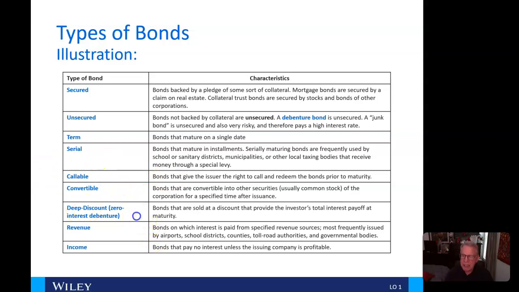And then we have deep discount or even zero interest debentures, and those are sold at substantial discounts that provide the investors total interest payoff at maturity. We have revenue bonds. Now, those are, again, normally done by governmental bodies, used to pay for such things as airports and schools and toll roads and that kind of thing. Income bonds are bonds that pay no interest unless the issuing company is profitable. Somewhat rare, but nevertheless a type of bond.